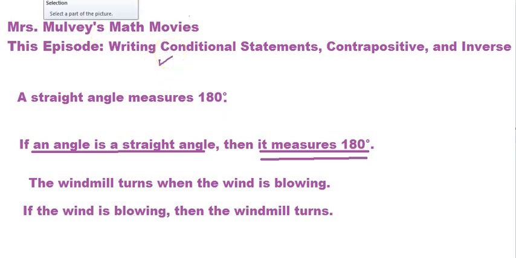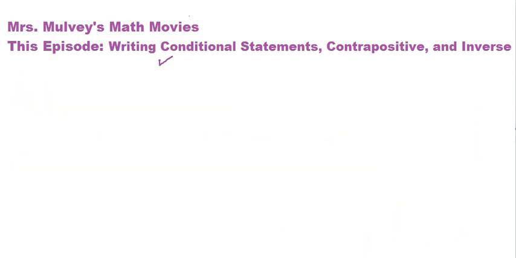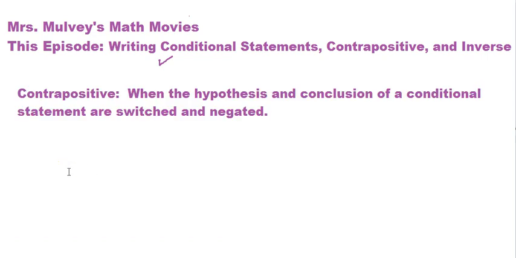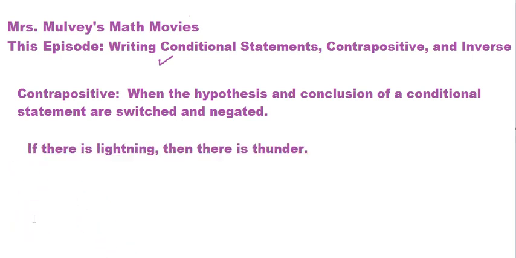In the last video we talked about the converse. Now we're going to talk about something that's the contrapositive. A contrapositive is when the hypothesis and the conclusion of a conditional statement are switched, so you're switching the order, and negated. And by negated I mean made the opposite in meaning. For example, let's take a look at this one. I have my conditional statement of if there is lightning, then there is thunder. In this original conditional statement, this is my hypothesis. I'm just going to use H for hypothesis, and this is the conclusion.